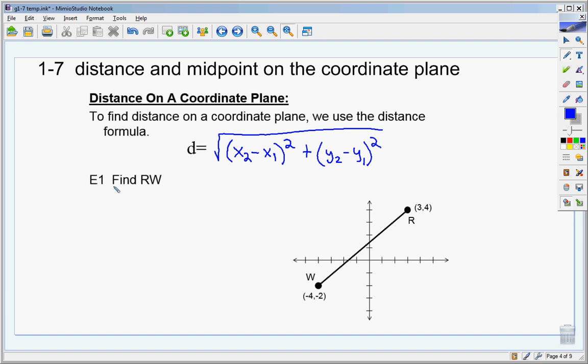I really recommend, remember when there's nothing over the top of something like RW, it's saying find the distance between R and W, or find its length. I really recommend, at least until you've practiced with the formula, that you write the ordered pairs down. R is the ordered pair 3, 4. W is the ordered pair -4, -2.